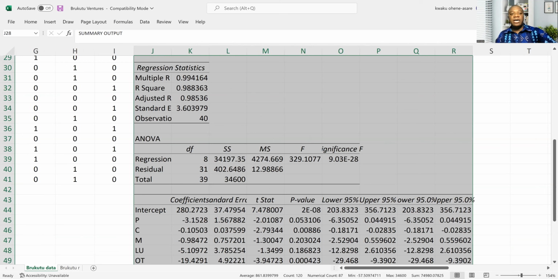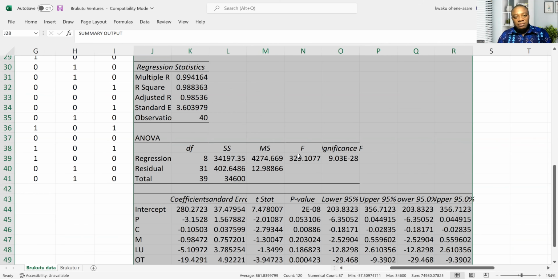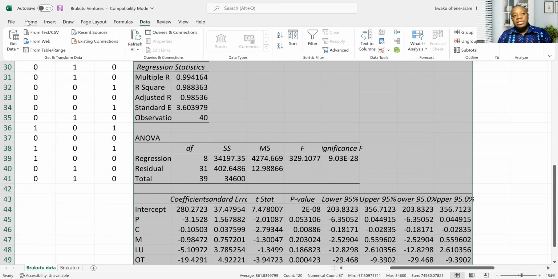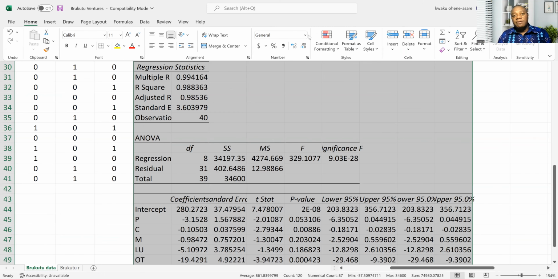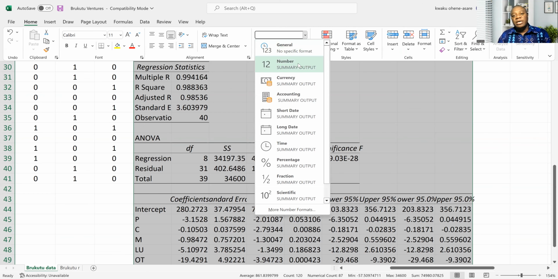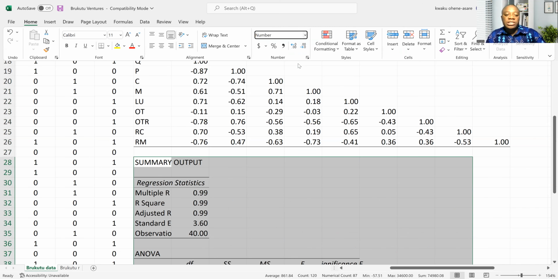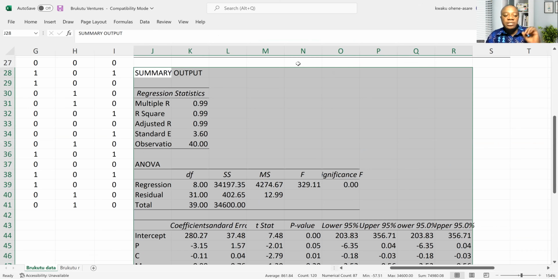Because the regression results are all in decimals, what we did is that we went to the Home tab, we selected General, changed General to number, and we were able to put everything in 2 decimal places, as you can see. So this is what we did with the coded data.